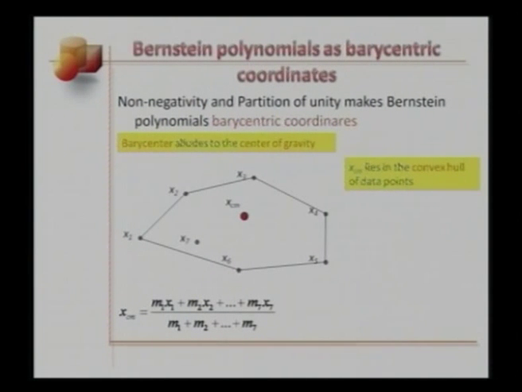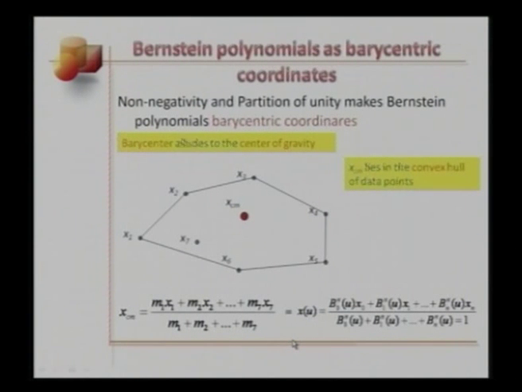If we replace all these masses by Bernstein polynomials, we have x as a function of u now, because all these Bernstein polynomials are functions of u respectively. If we replace m1 by say b sub 0 n and m2 by say b sub 1 n and so on, we get x of u as b sub 0 n times x0 plus b sub 1 n times x1 and so on up till b sub n super n times xn over the sum of all Bernstein polynomials. We have seen using the partition of unity property that all these Bernstein polynomials will sum to 1. And therefore, this expression here will represent a point on the Bezier curve.